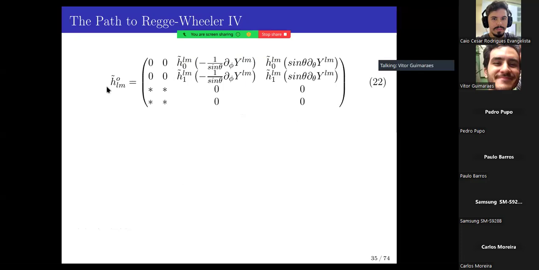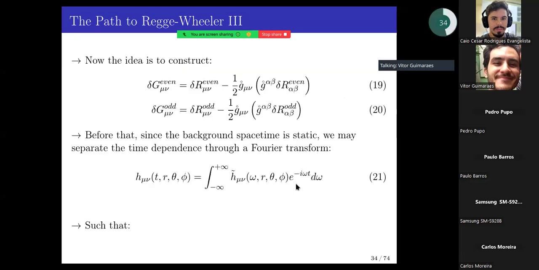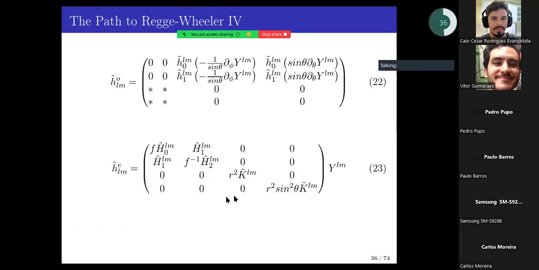These are linear equations. This is what is important to remember. Now we are allowed to do this because these equations are linear, right? This is the linear version of Einstein's equations. So we can deal with this and forget the time dependence, at least for now, okay? And the same goes for the even part, okay? So the tilde here represents the Fourier transformed version of the tensors, right?